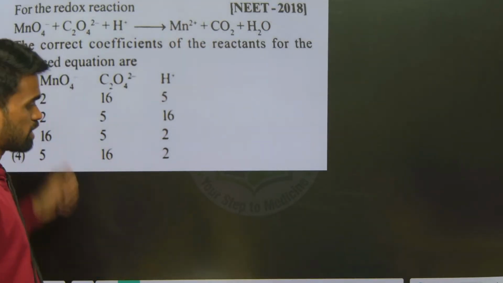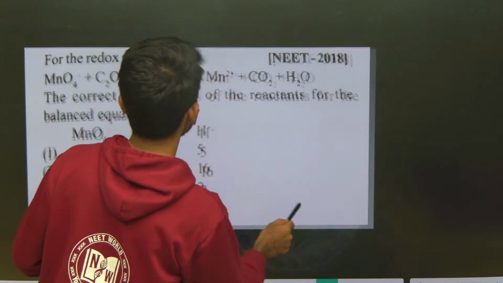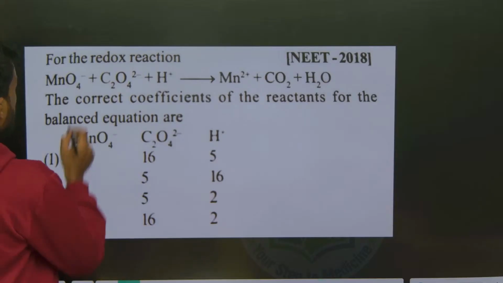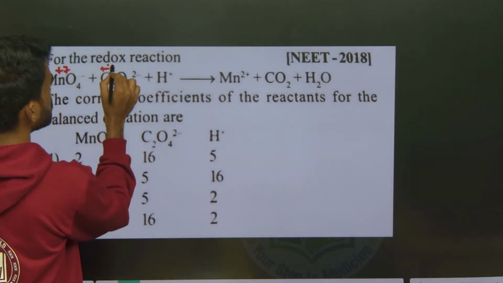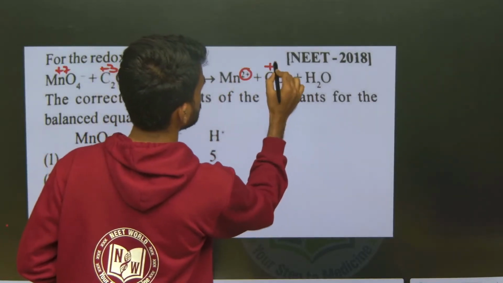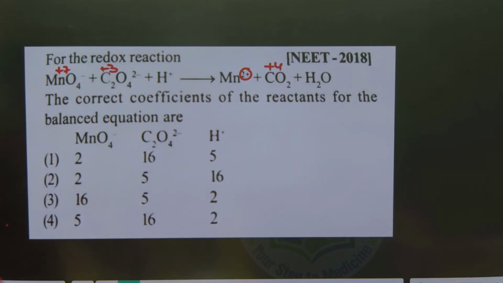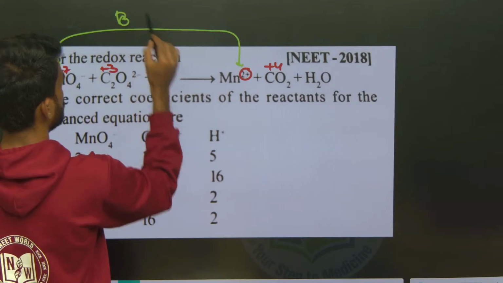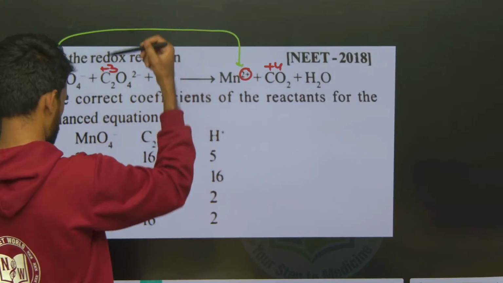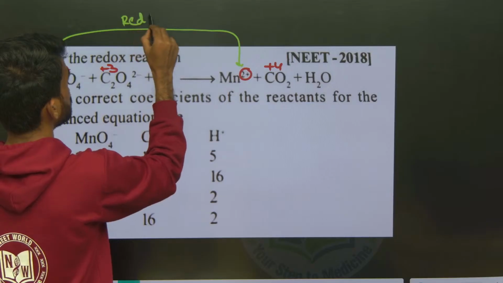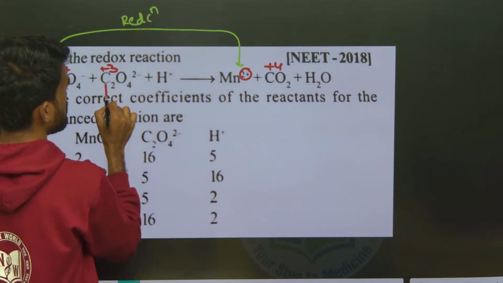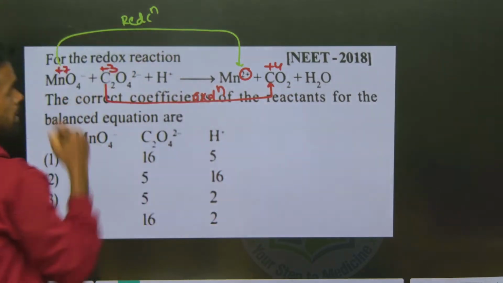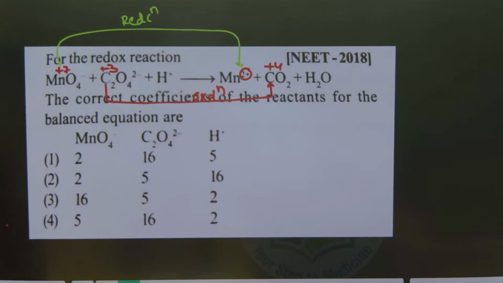So already the skeletal equation is given. Next, what to do? Assign the oxidation states. After assigning the oxidation state, identify the species undergoing oxidation, and also identify the species undergoing reduction. So this is undergoing oxidation. Next, the number of electrons lost in oxidation, how many?